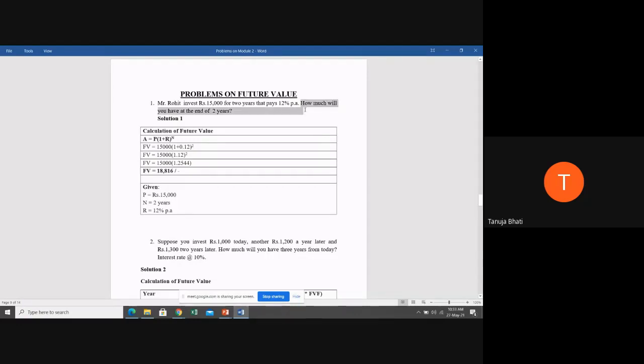How much will Mr. Rohit have at the end of 2 years? So after 2 years, what is going to be the value of 15,000 if it is kept for 2 years at 12% per annum? So students, first thing they are asking you is a future value because it is at the end of 2 years. Second thing you have to determine is whether it is to calculate the future value of a single cash flow, of multiple unequal cash flows, of an annuity deferred or an annuity due. So can you tell me from these 4 categories, under which category is this falling?